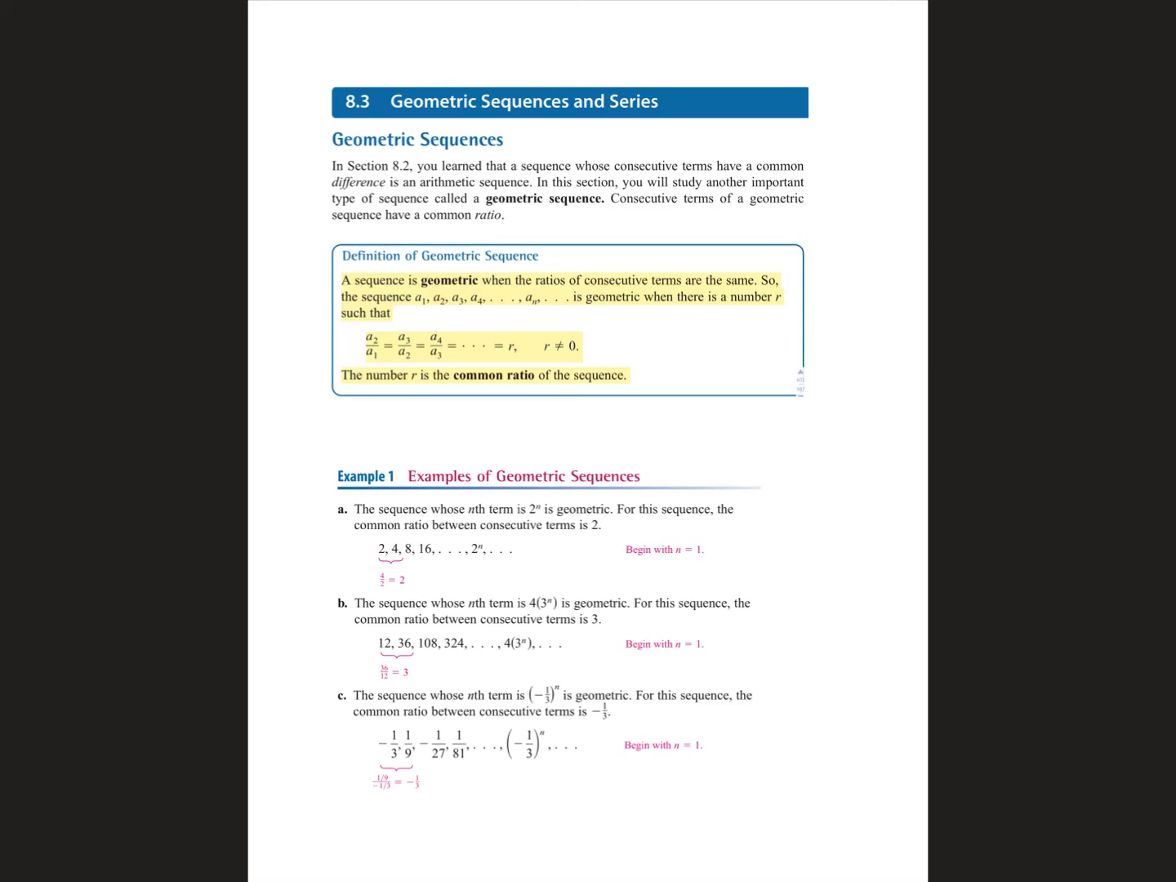All right, so 8.3, we're going to learn about geometric sequences. What makes this different than what we were doing yesterday is yesterday we had arithmetic sequence. To go from one number to the next, we add a constant number. Here, we multiply a constant number. So geometric sequence deals with multiplication.